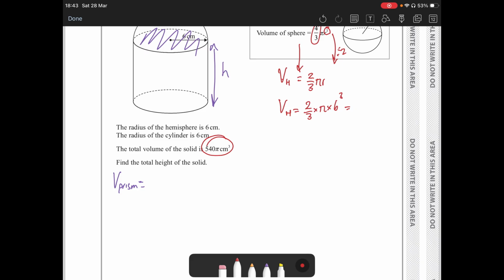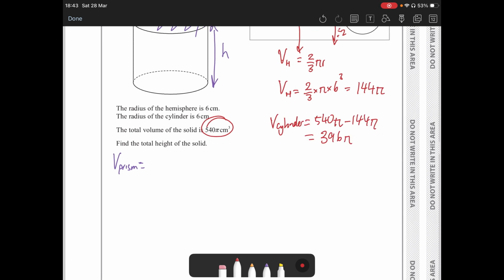So, if you cubed it, you are smart. It should be 144 pi. So forget what I said earlier. The volume of the cylinder is 540 pi. Take away 144 pi, not 24. Can't believe I did that. So that's actually 396 pi for the volume of the cylinder.